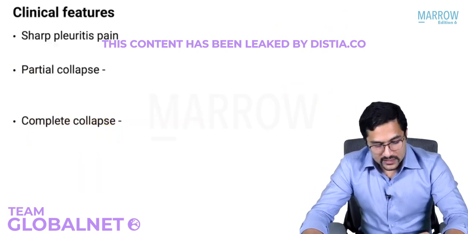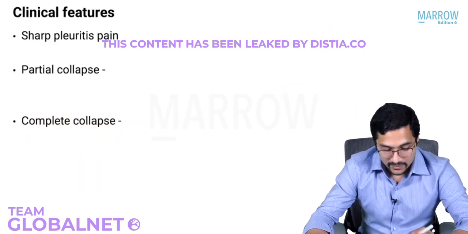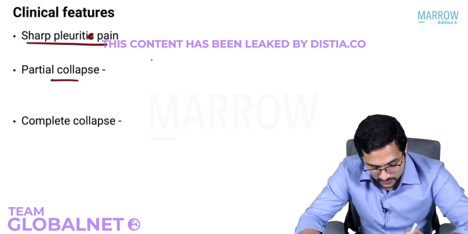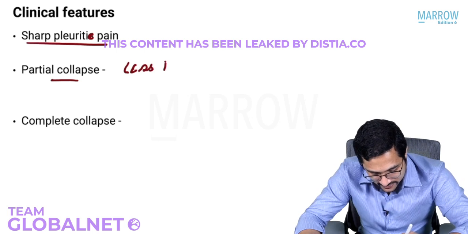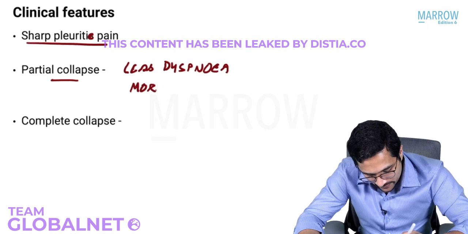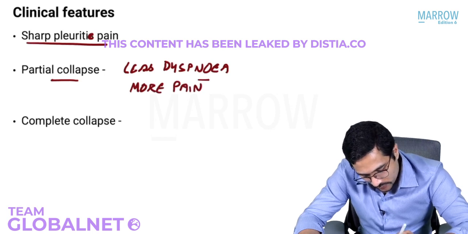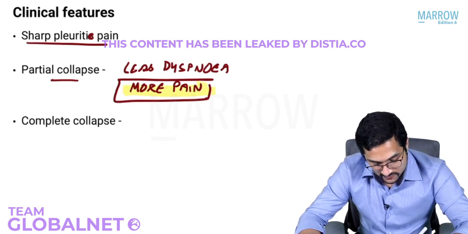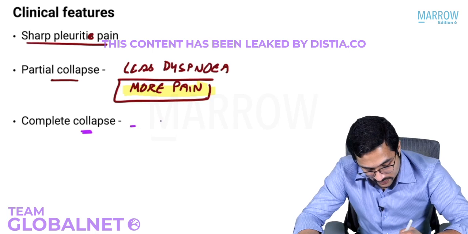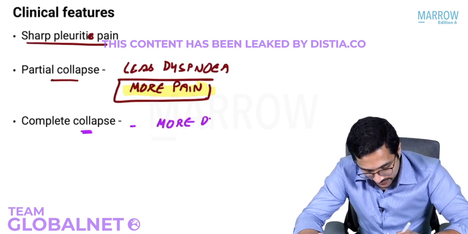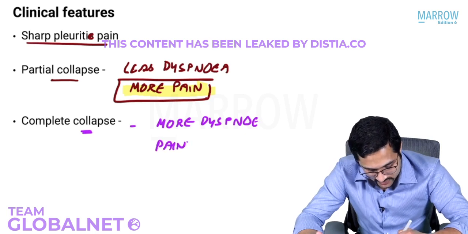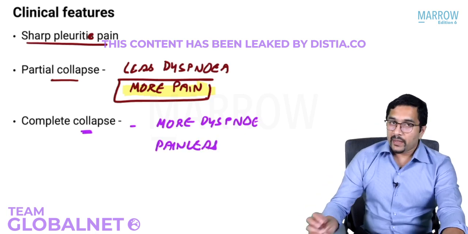Now, the clinical features of pneumothorax. When this develops, the patient is going to come with sharp pleuritic pain. When there is partial collapse, there is less dyspnea but more pain, because the parietal pleura rubs over it. But if there is complete collapse of the lung, there is more dyspnea, of course, because the entire lung is not working, but it is absolutely painless. So complete collapse would be painless.